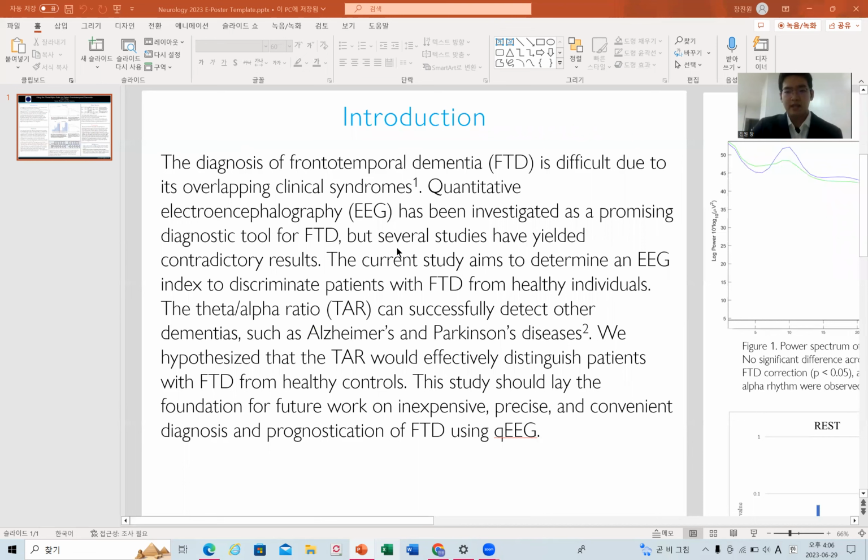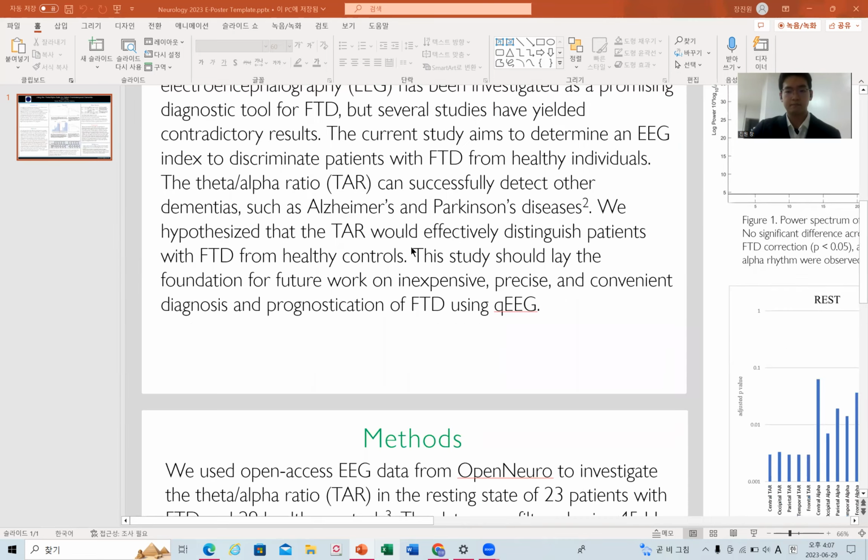And the theta and alpha ratio has been found to effectively detect Alzheimer's or Parkinson's, but not frontotemporal dementia. So there has been no previous research regarding frontotemporal dementia using this index. In this research, my objective is to figure out whether the theta and alpha ratio could detect frontotemporal dementia.